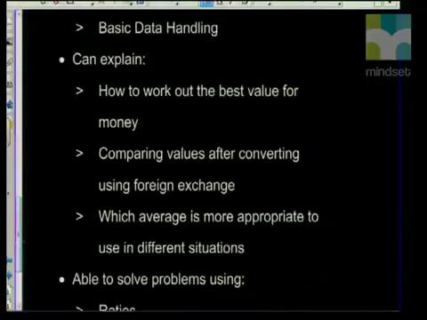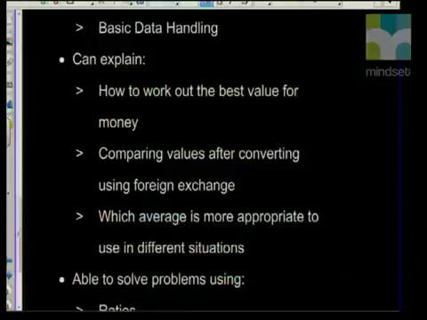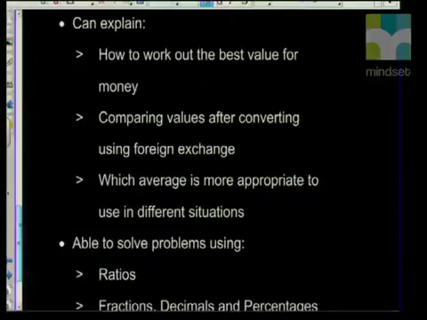In basic data handling, this includes your graphing, your averages, being able to compare data, being able to do different things with the data, and then being able to come up with a comparison if necessary. In this section, you need to be able to explain how to work with the best value for money. They might give you different examples of different values of things, and then you would need to decide which would be the best option to buy if you were purchasing it and wanted to buy the cheapest goods.